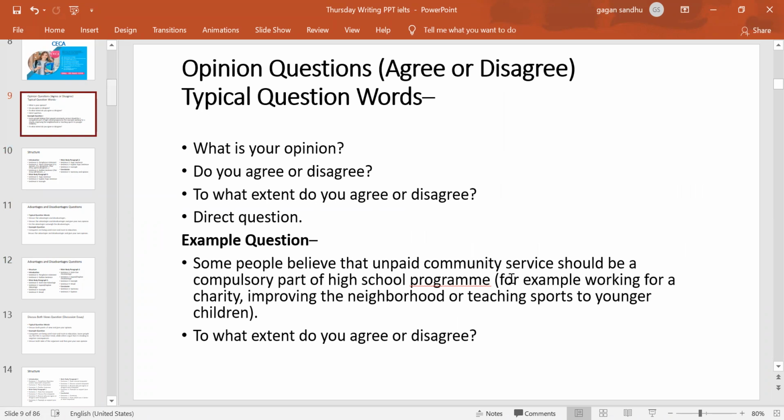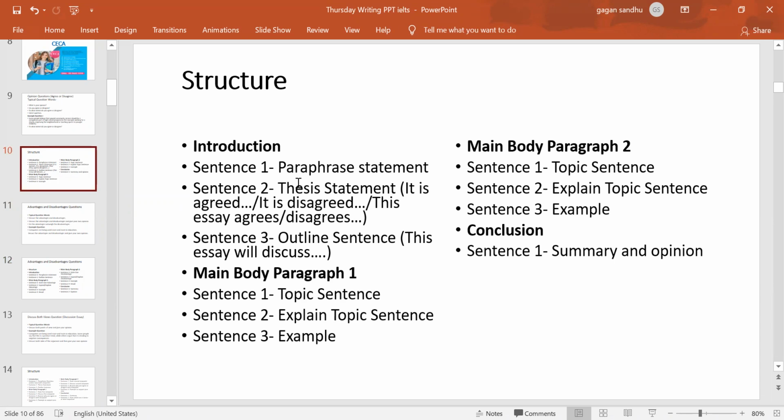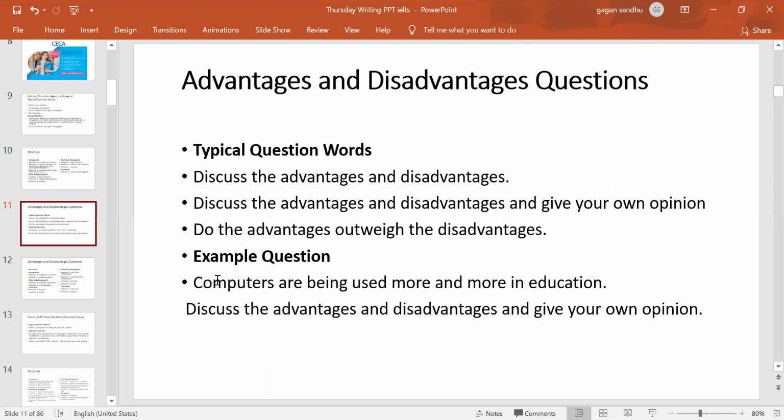It says some people believe that unpaid community service should be a compulsory part of the school program, and to what extent do you agree or disagree, right? So I can write here, this essay agrees to the involvement of unpaid community service in the school curriculum. But in this essay, you cannot write that some people believe. There is no opinion mentioned here.